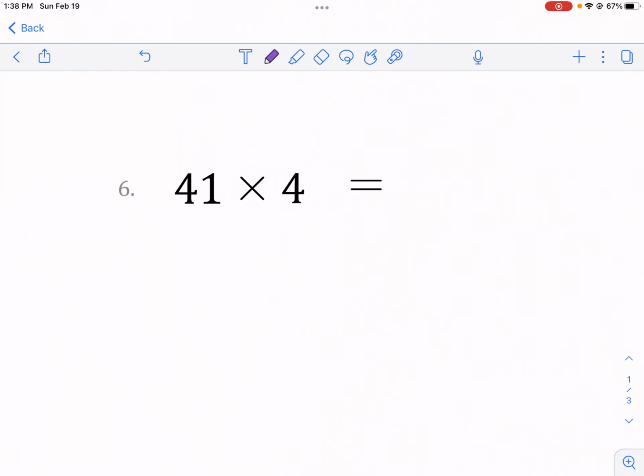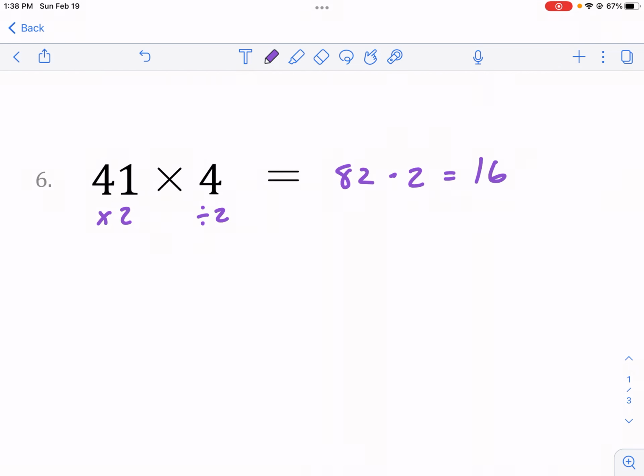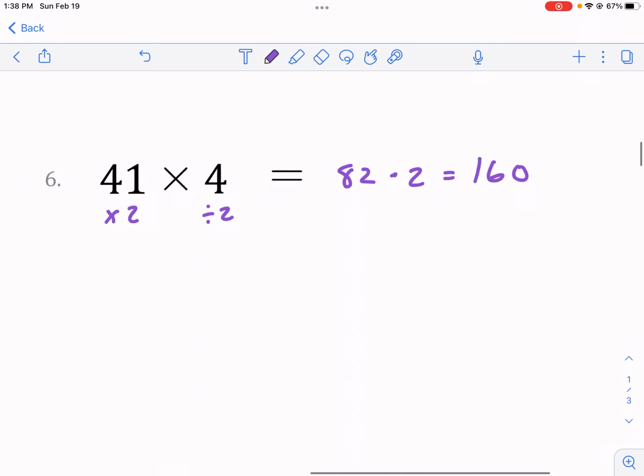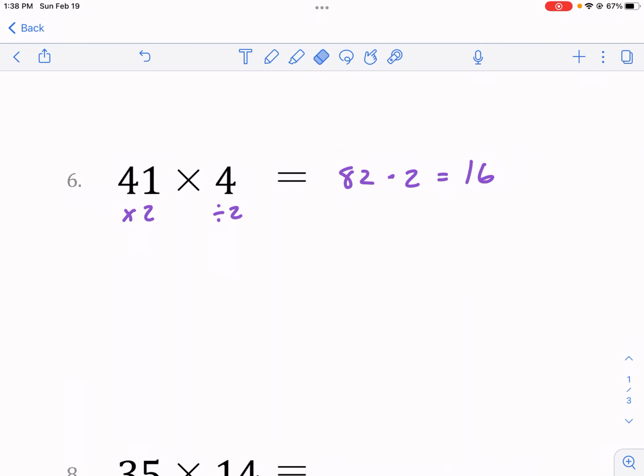Here I have an odd number. I need to multiply this one by 2. I need to divide this one by 2, so I have 82. Pretty easy to double that. Times 2, that gives me 164. I double the 80, that's 160. Double the 2, that's 4. I don't know why I wrote 160. It should be 164. There we go.